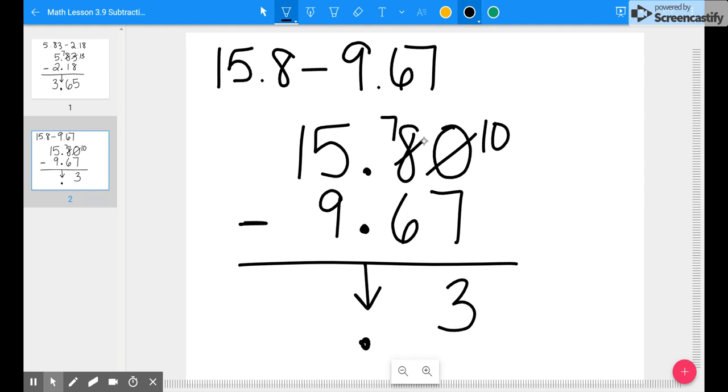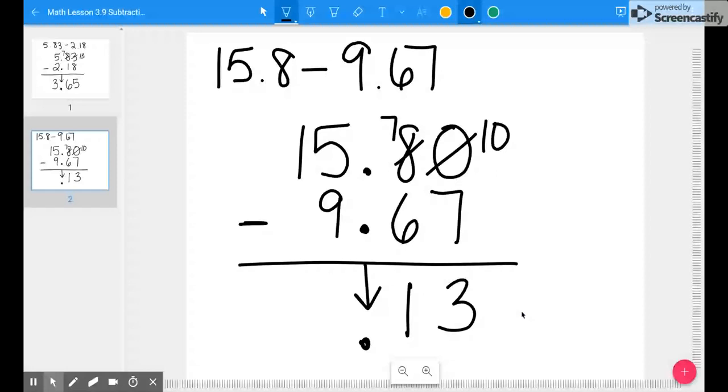Now I move to the tenths place value. I can do 7 minus 6. I have 7 apples. I need to take away 6. I'm left with 1. I need to keep this lined up perfectly. Otherwise, I might make a mistake with my answer and with my math.